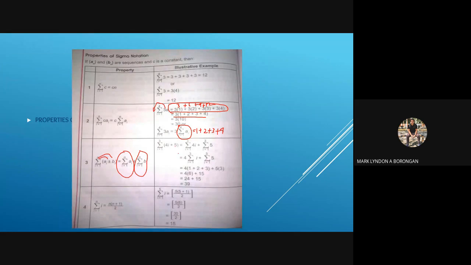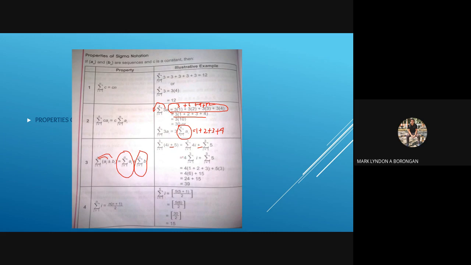So, let's take a look at this example. The summation of 4i plus 5 from 1 up to 3 is just equal to the summation of 4i from 1 up to 3 plus the summation of 5 from 1 up to 3. So the summation symbols are separated, because the terms are separated by an operator. Then we solve it by parts. Okay? We solve it by parts.